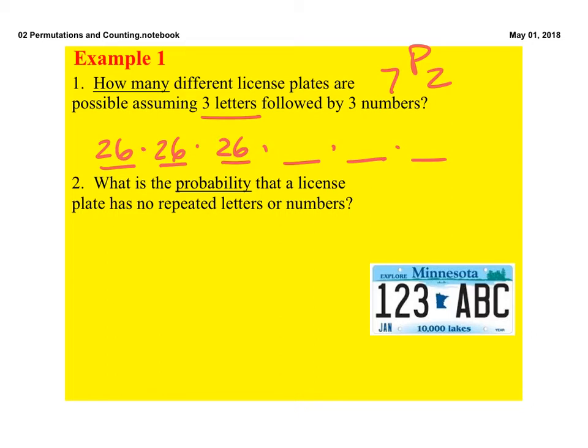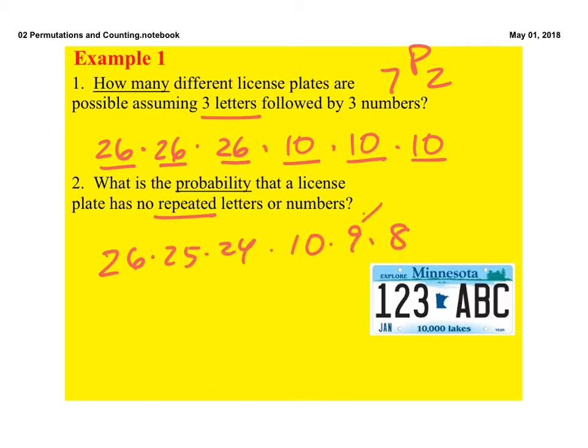And then 3 numbers. The 3 numbers, well, they each have 9 choices. No, think about it. Couldn't you have a 0 plus 1, 2, 3, 4, 5, 6, 7, 8, and 9? So that's 10 choices, and 10 choices, and 10 choices. Again, if we're talking about allowing things to not repeat, then you're going to have 26 times 25 times 24 and 10 times 9 times 8. Why are there fewer choices here?